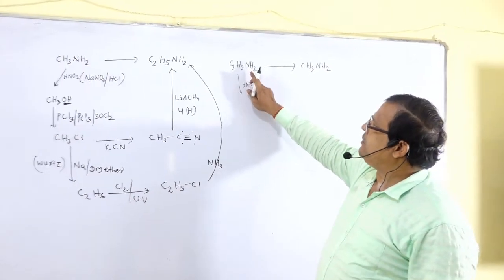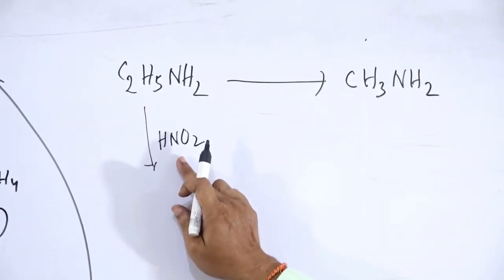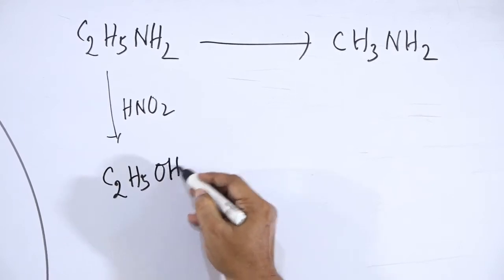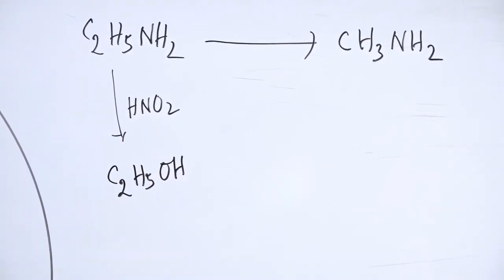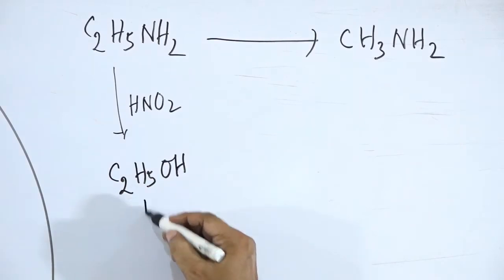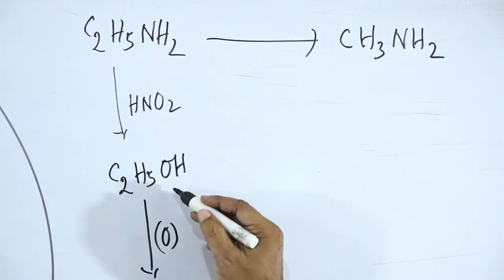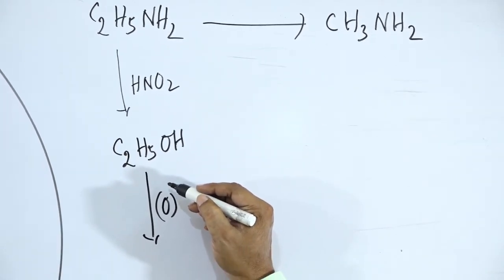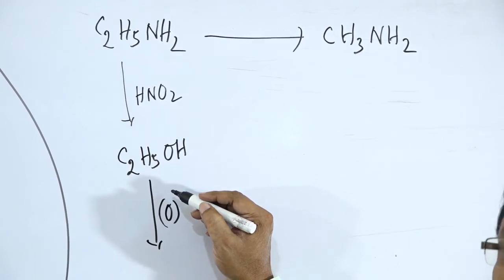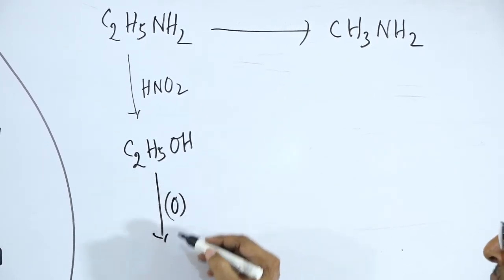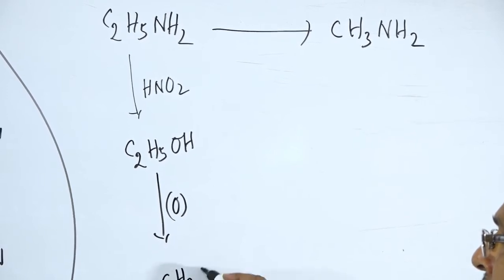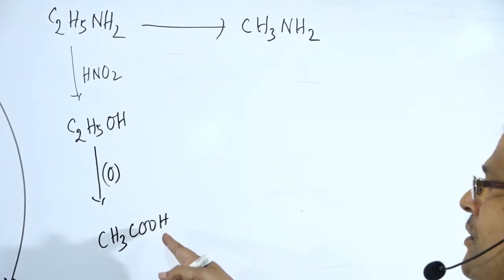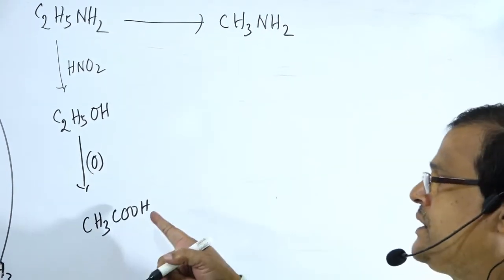So when a primary amine is treated with nitrous acid, there is the formation of a primary alcohol, C2H5OH. This primary alcohol can be oxidized. We know alcohols undergo oxidation: a primary alcohol oxidizes to form an aldehyde, which further oxidizes to produce an acid with the same number of carbon atoms.